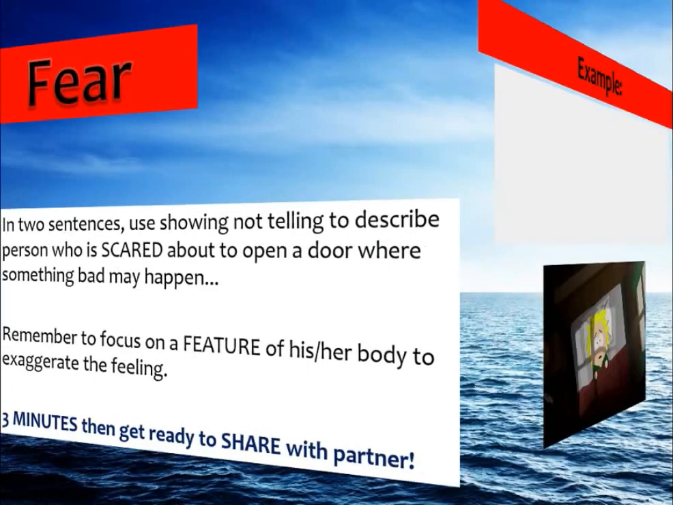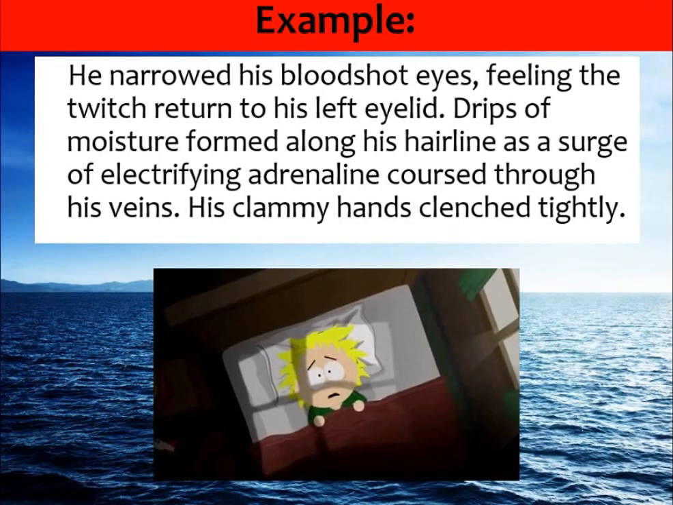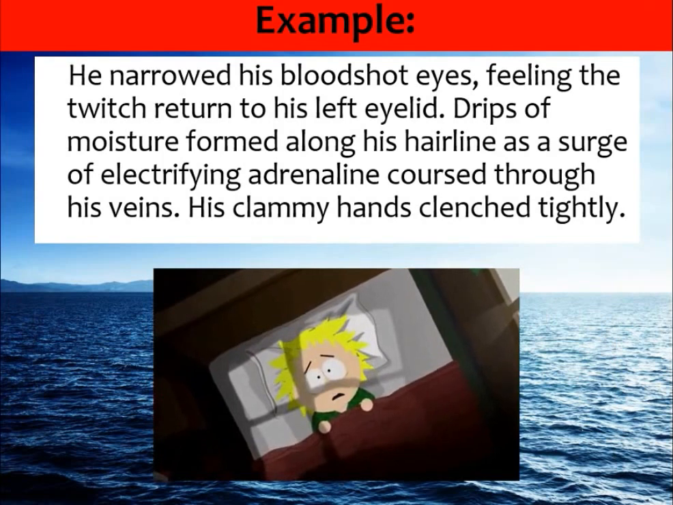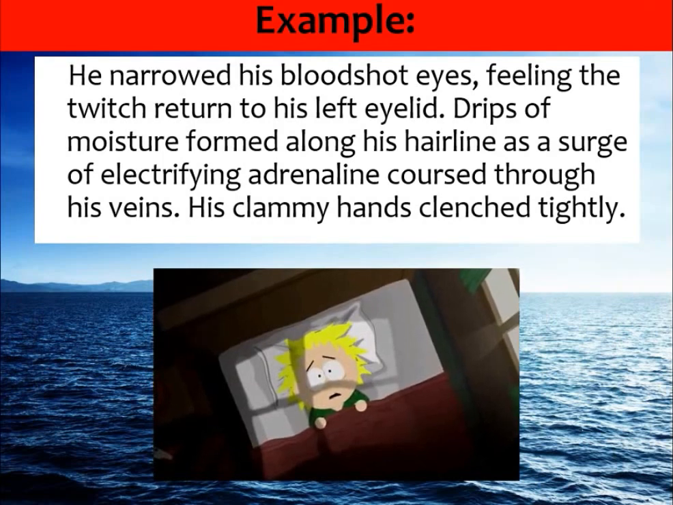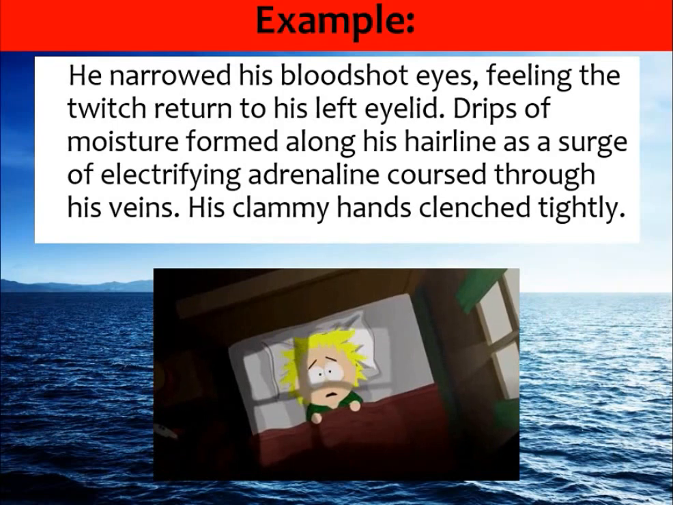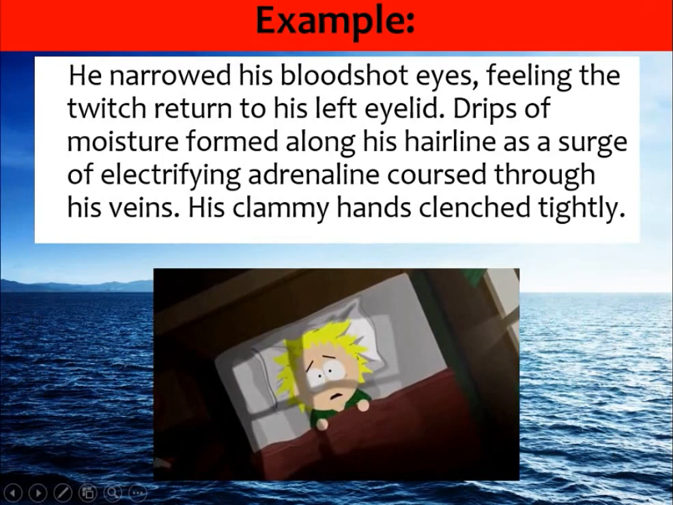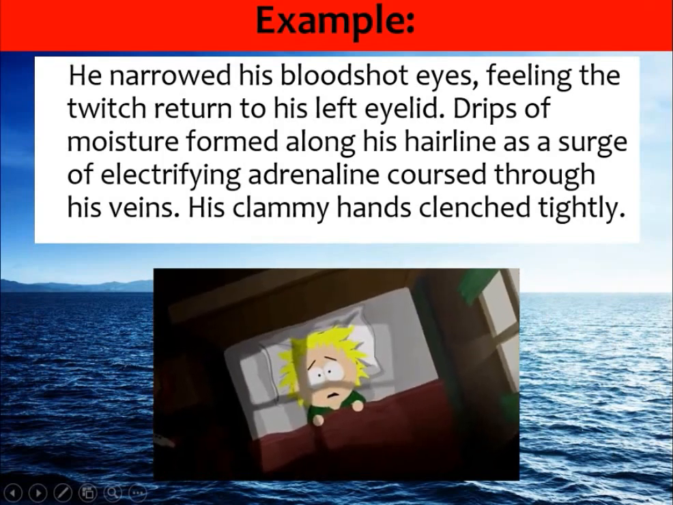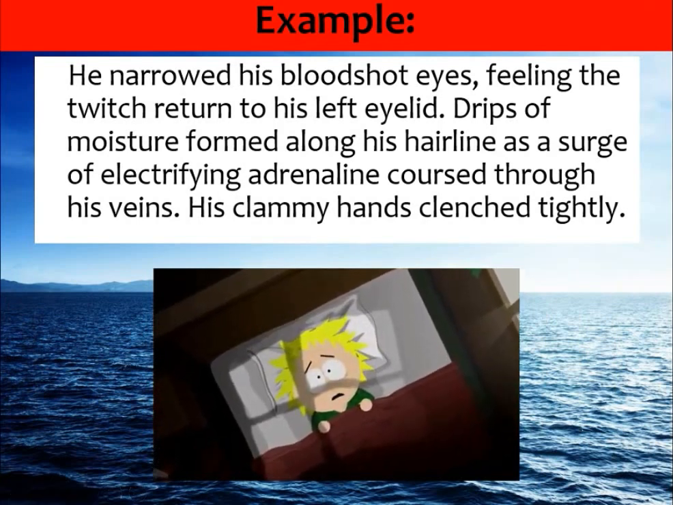So my example for fear was, he narrowed his bloodshot eyes, feeling the twitch return to his left eyelid. Drips of moisture formed along his hairline as a surge of electrifying adrenaline coursed through his veins. His clammy hands clenched tightly. So in that, I've got 3 or 4 things to tell me that the person is feeling fear. Bloodshot red eyes might mean the person can't sleep. A twitch is another thing that shows nerves or being afraid. Drips of moisture show sweat. Clammy hands also means someone who's nervous.